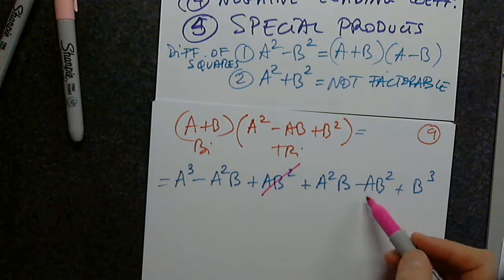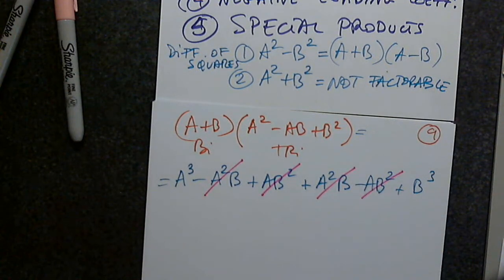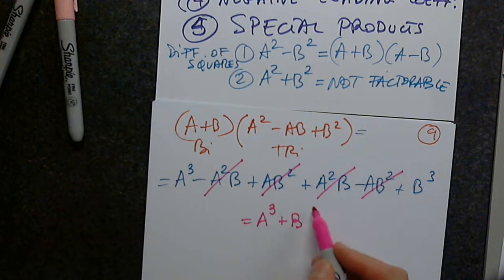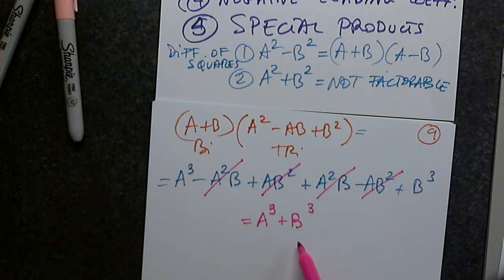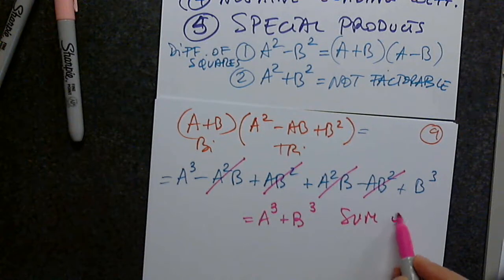AB squared, indeed. And negative a squared b with positive a squared b. And what is the final answer? A cubed plus b cubed. How do you think this is called? The sum of cubes.